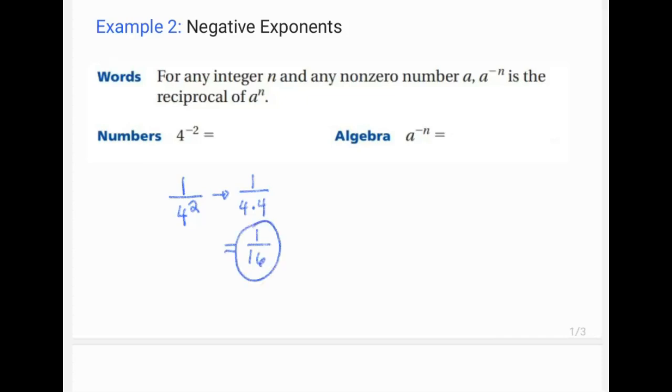Now with the algebra example, same thing, we don't want a negative on the exponent, so we would have to do a reciprocal of that, so it would become 1 over, and the base is still a, exponent now becomes a positive n as our answer.